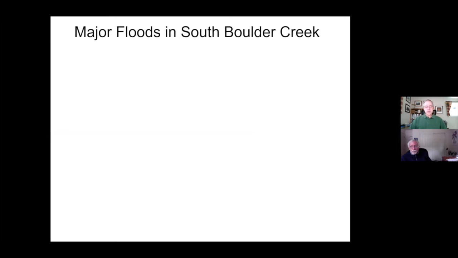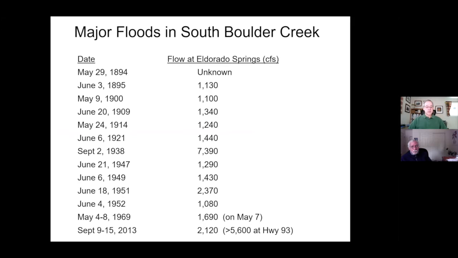Let's look at some of the major floods that have occurred in South Boulder Creek historically. Here's a list of them. And this is a list, again, provided by the Mile High Flood District. And they're the management agency here in the Denver Front Range area that helps manage and mitigate flooding throughout the area, including Boulder. They compiled this list of floods that were over 1,000 cubic feet per second, or CFS, based on the gauge at El Dorado Springs.